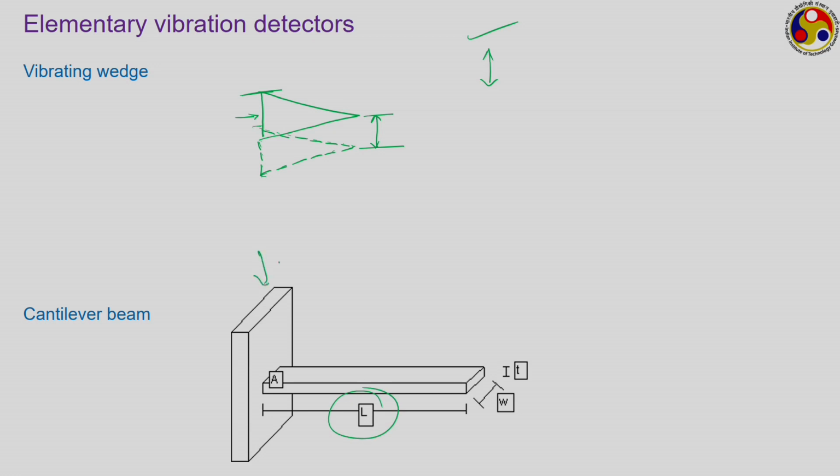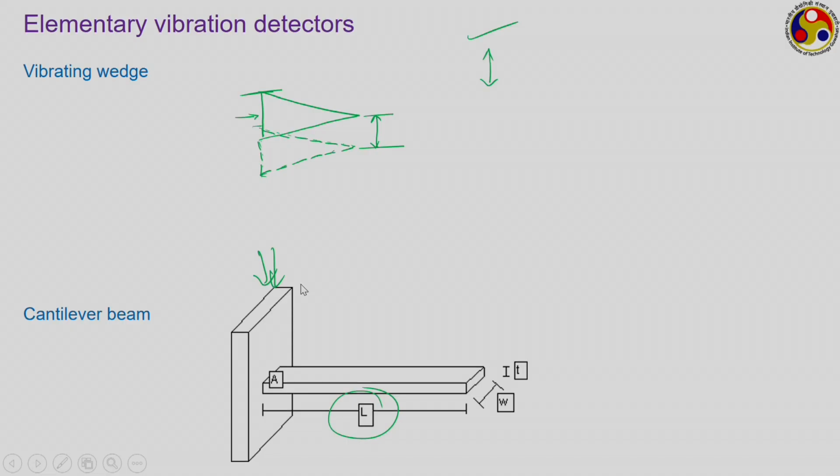Suppose this is the member which is undergoing certain kind of vibration, then what we are going to do is get this cantilever beam in contact with this particular body, and then using some suitable technique we are going to change this length. Now the beam itself has some natural frequency, and as the length changes, its natural frequency is going to change. Now, if we keep on changing this length slowly, then we may reach a point where the natural frequency of the beam and the frequency of vibration of this platform, this member, become equal to each other.